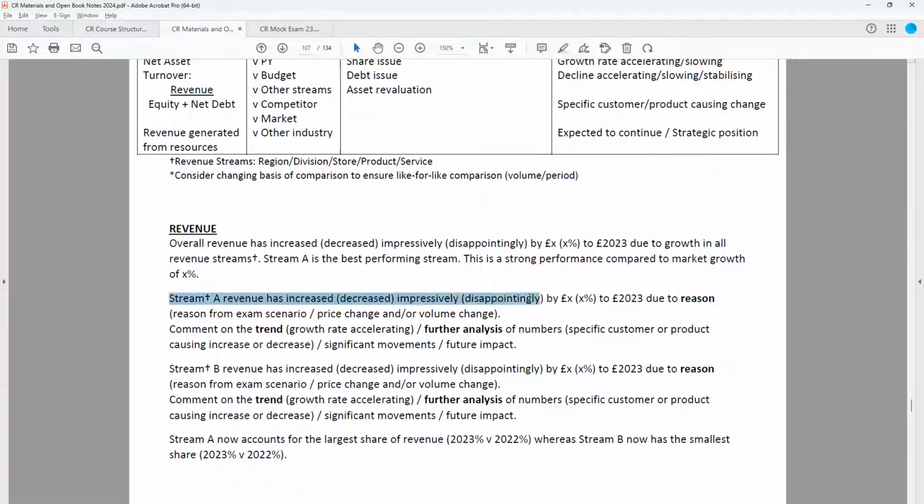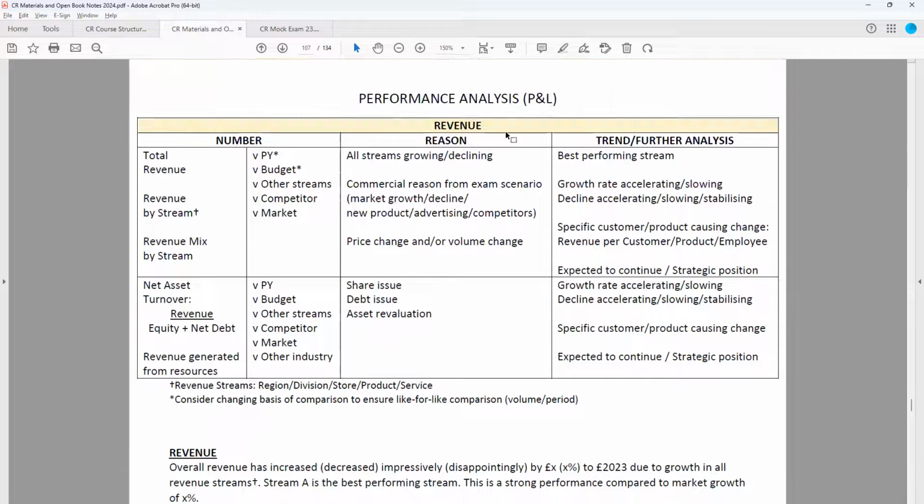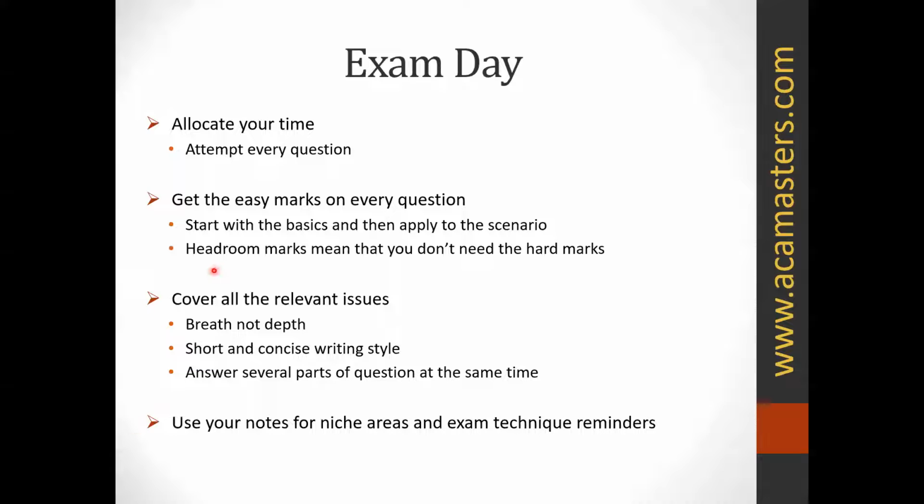So you could say, has revenue gone up or down, trying to get a reason from the exam paper, and then provide some further analysis of the numbers and the types of points you would possibly consider including. So that's just a few examples there of where you might use a note.